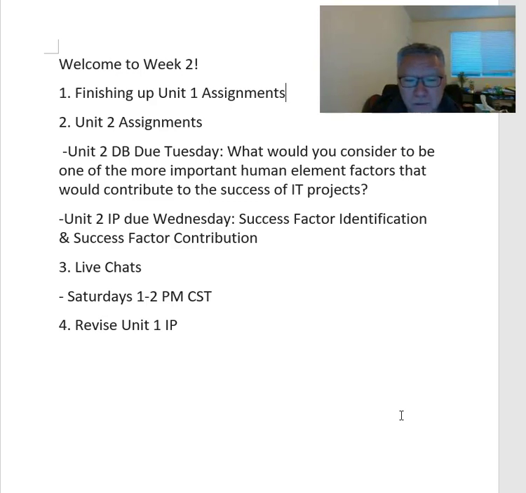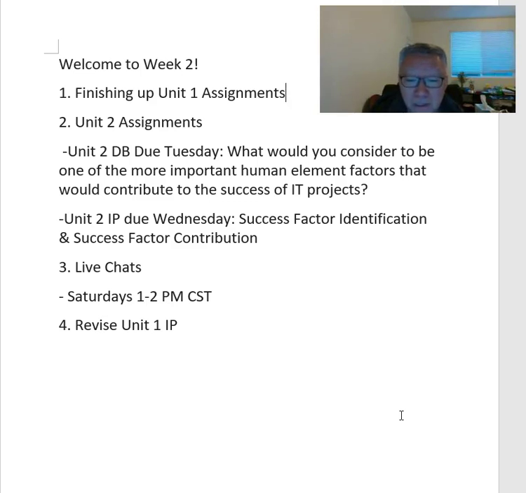Unit 2 assignments, again, are two different assignments: one is a discussion board and the other is an individual project. The discussion board this week asks: what would you consider to be one of the more important human element factors that would contribute to the success of IT projects? There are many factors out there that you think are important, so I want you to discuss that in the discussion now.